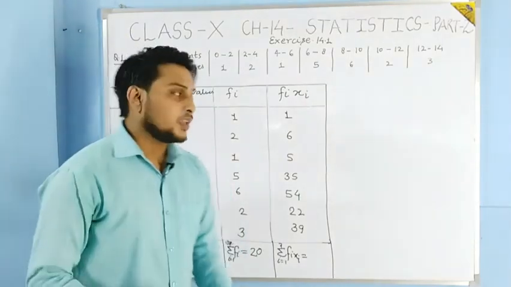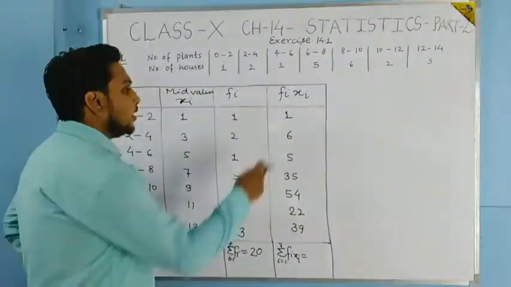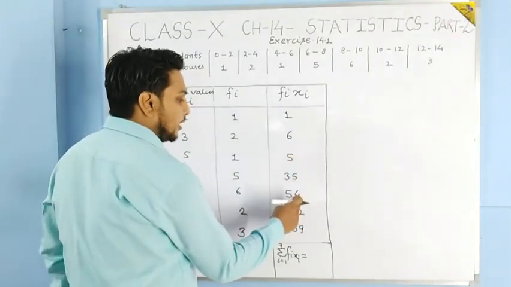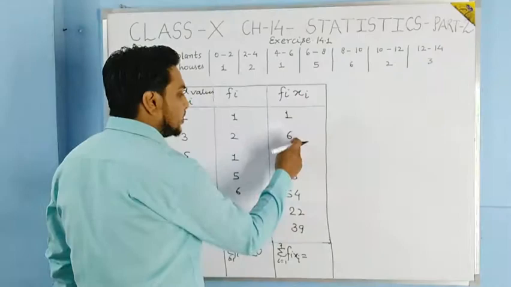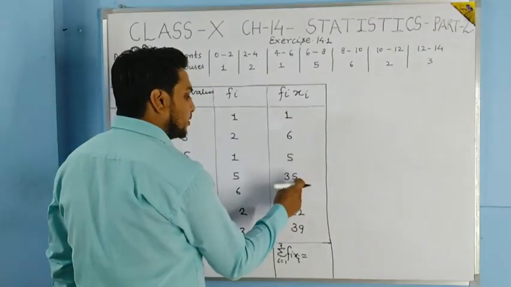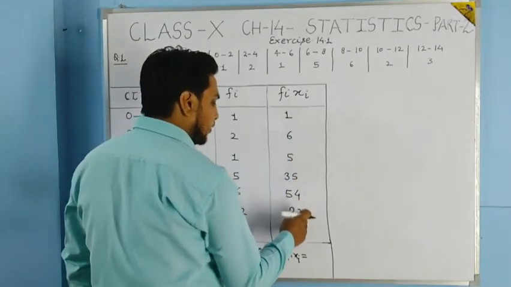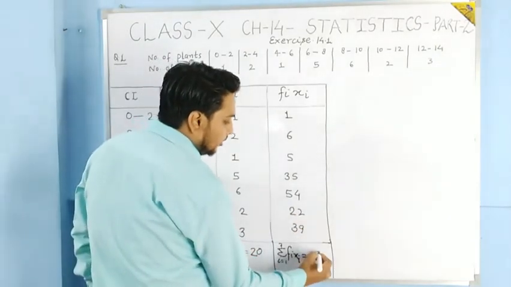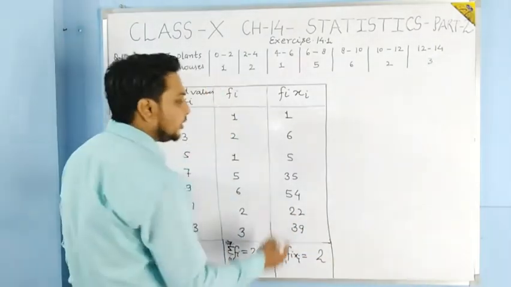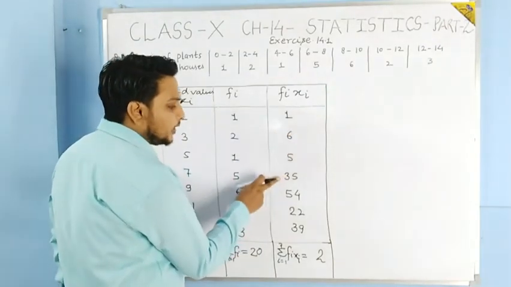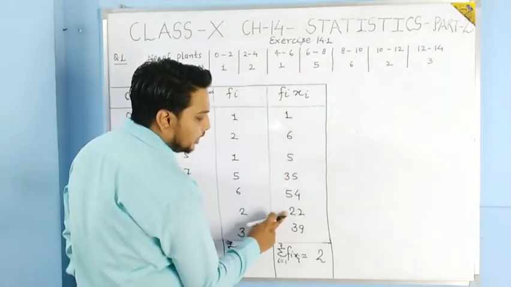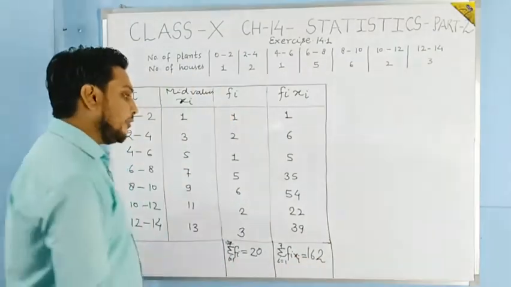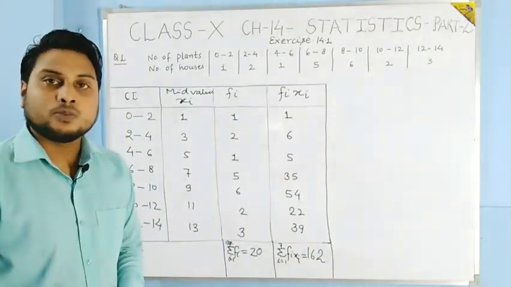Okay students, now we'll add this: 6 1 7, 7 5 12, 12 5 17, 17 4 21, 21 2 23, 23 and 9 32. So carry will be 3. Now 3 3 3 6, 6 5 11, 11 2 13, 13 3 16. So the sum of fi xi is 162.